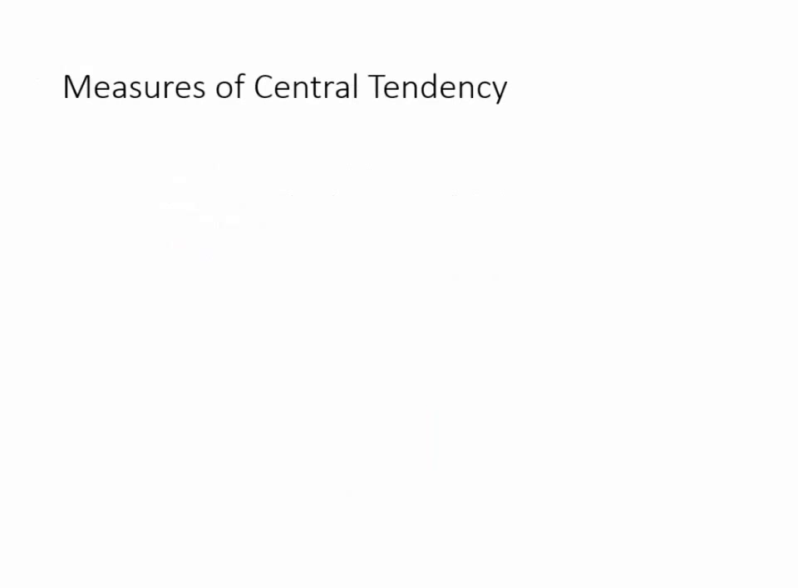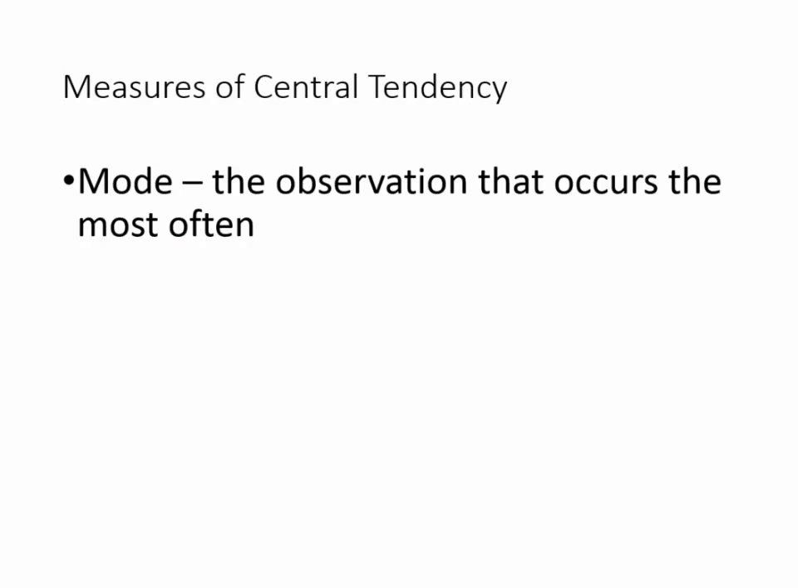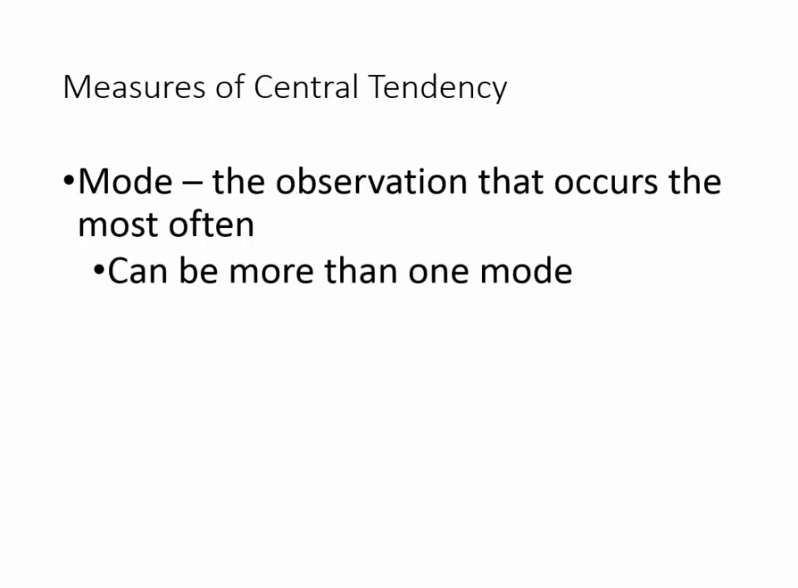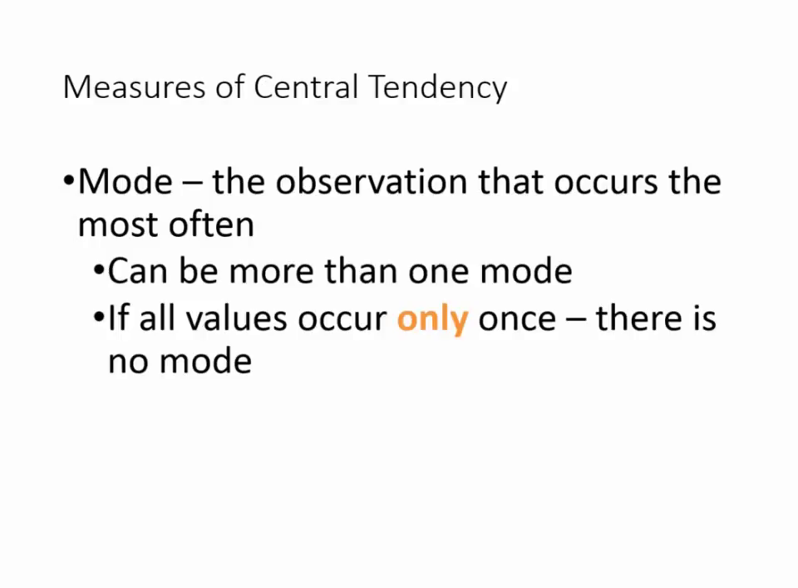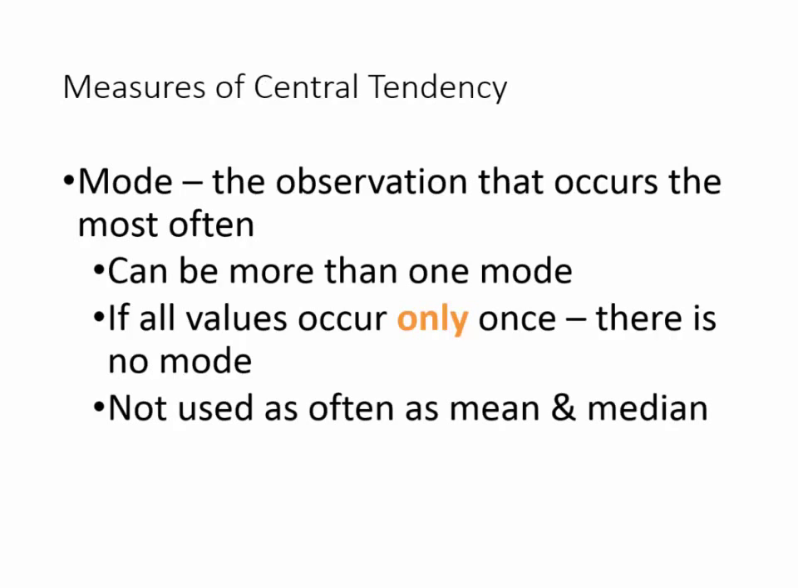And then last but not least is the mode. The mode is referred to as the observation that occurs the most. Data can have more than one mode, and if we have a set of data where nothing shows up more than once, then we actually don't have a mode at all. And generally speaking, the mode is not very useful. We don't do a lot of things with it, so there you go.